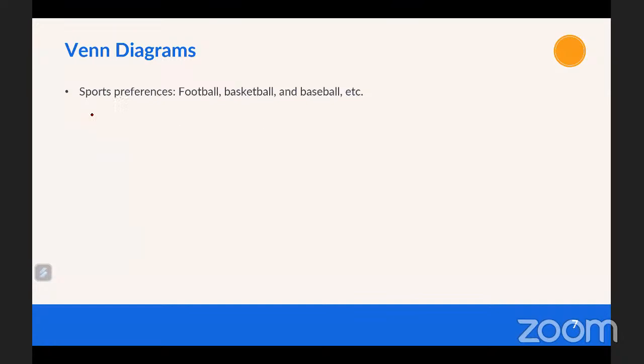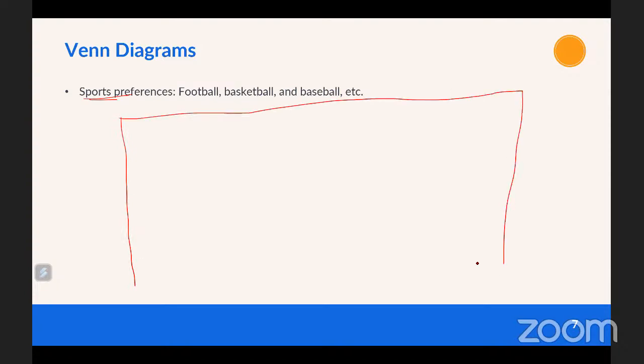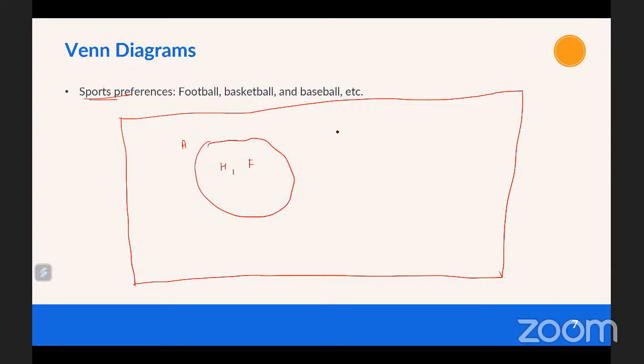We will do one more example on Venn diagram. So suppose we have a universal set which represents sports preferences by different people. So someone can like hockey, someone can like football, someone can like cricket, like that. Similarly, we have a person A who likes hockey and football. We can have a person B who only likes cricket. We can have a person D who likes no sports. So it is an empty set, right? It is an empty set.